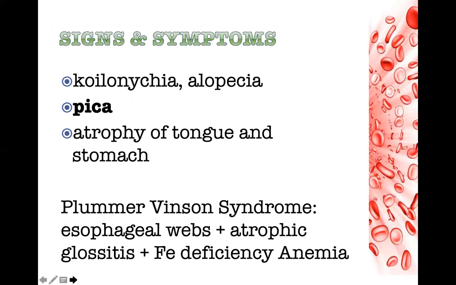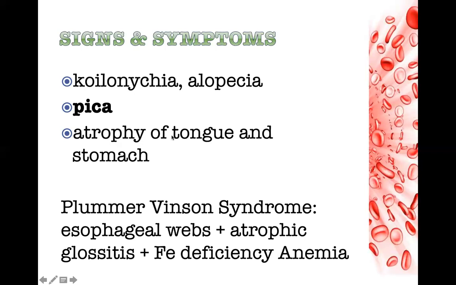Signs and symptoms, this is with chronic iron deficiency anemia. Some of them may present with nail abnormalities like koilonychia. Some of them may present with baldness. In severe cases, it may present with pica. This is craving or eating unusual items like soil, crayons.